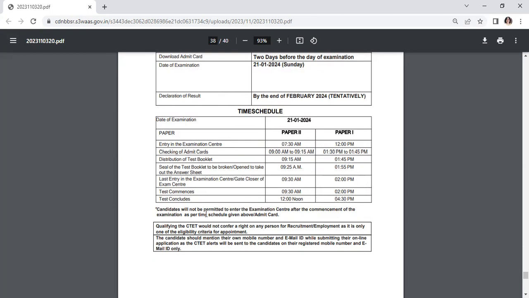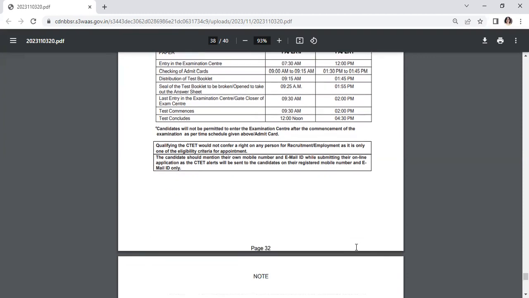To 4:30 p.m. Candidates will not be permitted to enter the examination center after the commencement of the examination as per the time schedule given on the admit card. Qualifying the CTET would not confer any right on any person for recruitment or employment, as it is only one of the eligibility criteria for the appointment. The candidate should mention their own mobile number and email ID while submitting their online application, as the CTET alerts will be sent to candidates on their registered mobile number and email ID only.